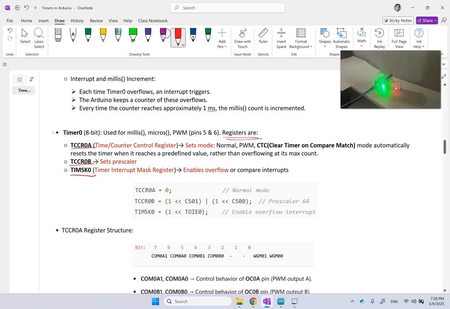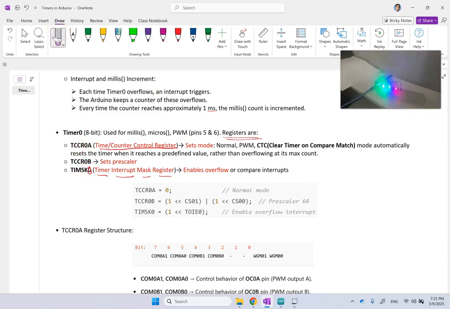Now, TCCR stands for what? It stands for Timer Counter Control Register. This is for TCCR. Now, what is the difference between A and B? I'll tell you. And what is TIMSK? That is Timer Interrupt Mask Register. Okay, so first of all, I want you to know what each one of them means. And the 0 in each one of them means they belong to timer 0. Now, what is the role of each one of these 3 registers?